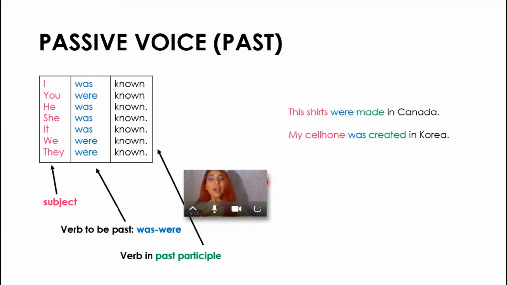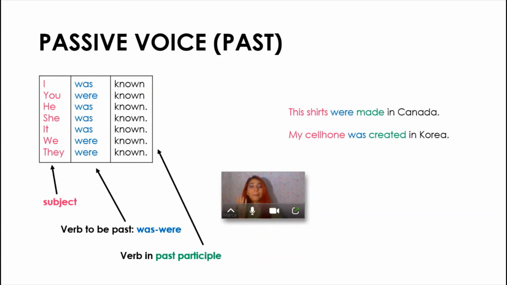Okay, now we have the passive voice, but in past. It's similar. We have the subject in pink, and then we have the verb to be. But remember, in this case, the verb to be is in past. Remember that the verb to be in past has only two forms, was and were. Okay, you don't have any other options. You only have to choose between was and were. And then the past participle. So the only thing that changes is the verb to be in present or in past.